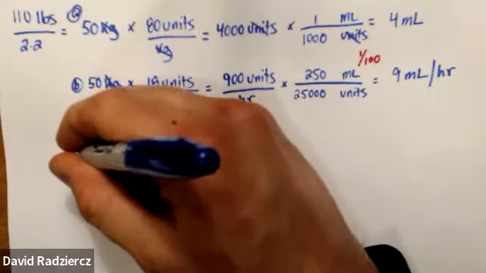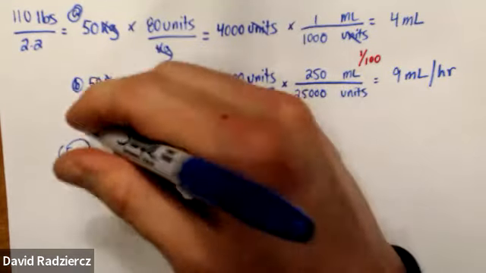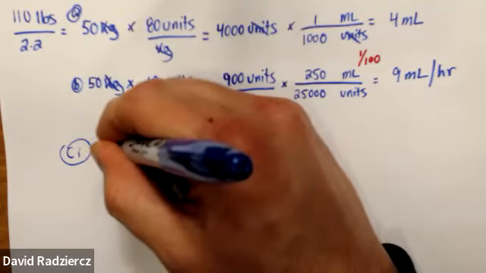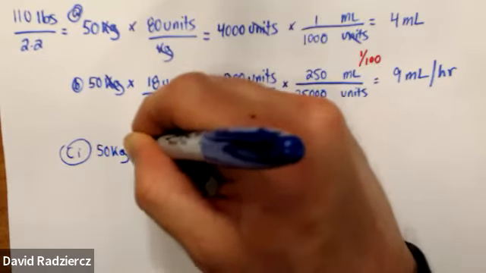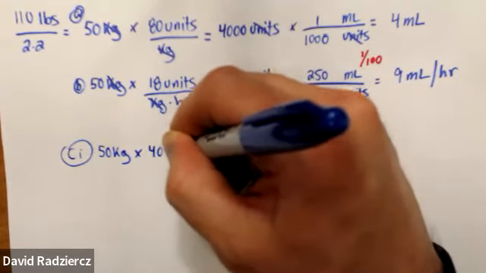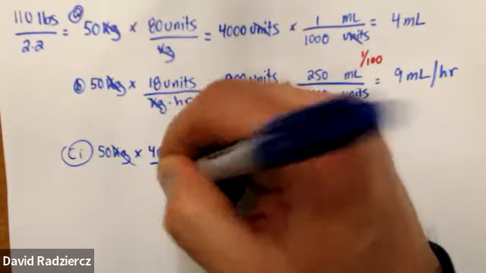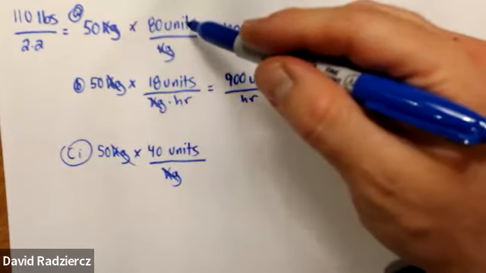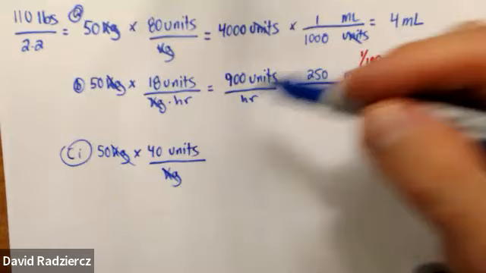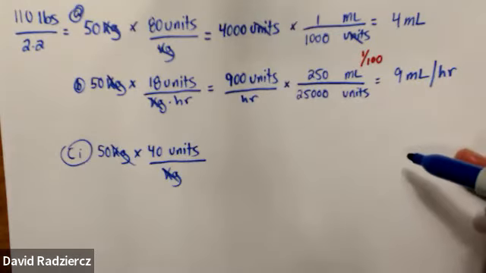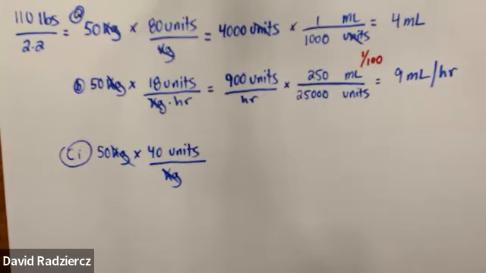C part 1, same patient. This time it's 40 units per kilogram. Now, if you're like me and you're looking at this, say like, well, 80 is half of 40, and we know that it was 4 milliliters. The answer here should be 2 milliliters. You are going to be correct.